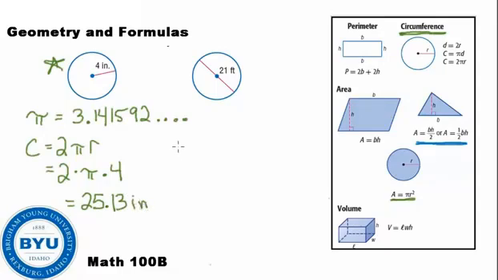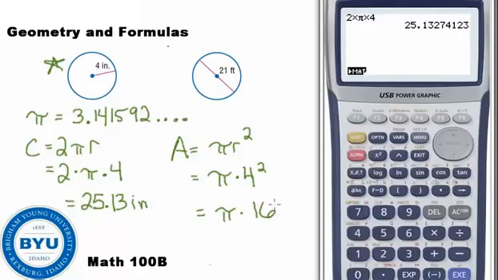Now for area, area would be pi times r squared, which would be pi times the radius. The radius again was 4 squared. And that gets me pi times 4 squared, which is 4 times 4 is 16. So in my calculator I need to do pi times 16 to get my answer.